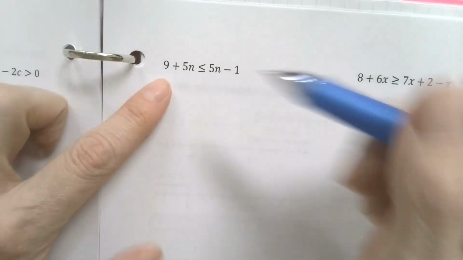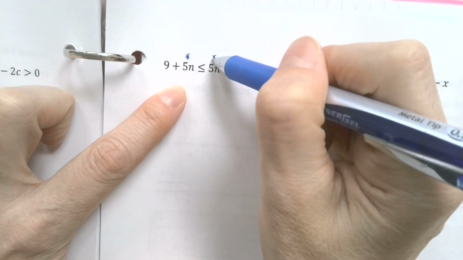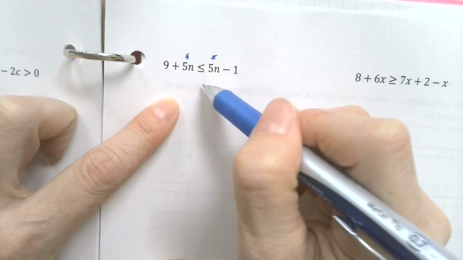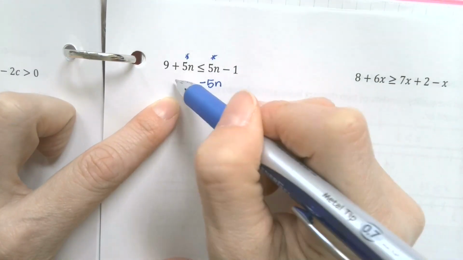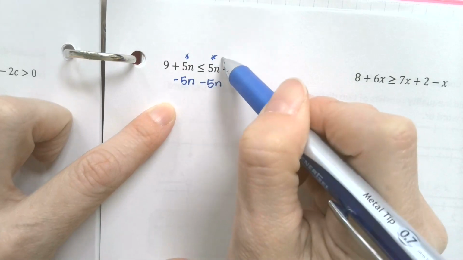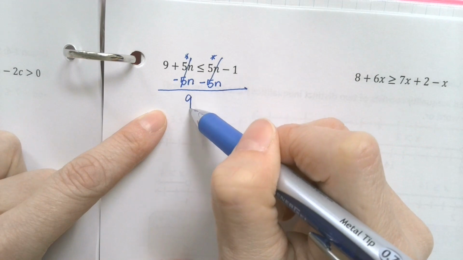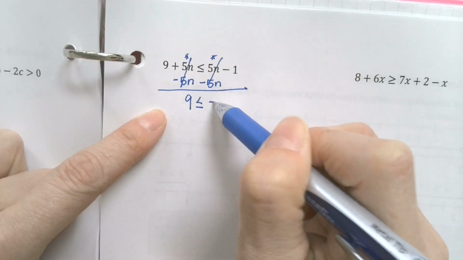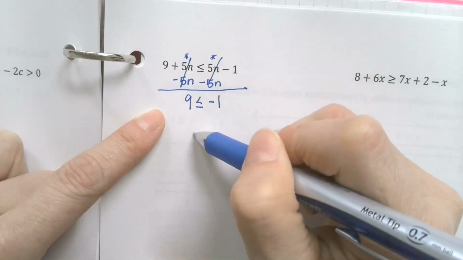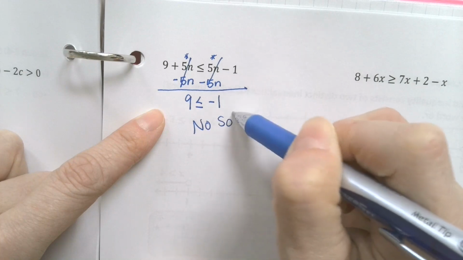All right, let's turn to the next page, right up here. I need to combine this 5n. I need to get rid of one or combine them. So I'm going to say minus 5n, minus 5n. So I'm getting rid of that one. I end up getting rid of both of them. 9 drops down. And is 9 less than negative 1? No, so that would be a no solution.